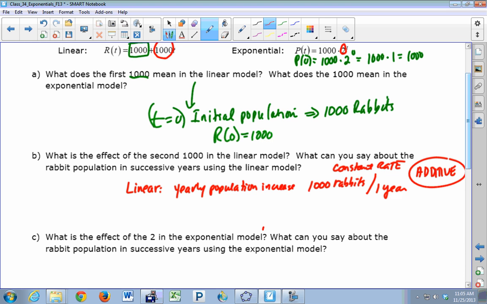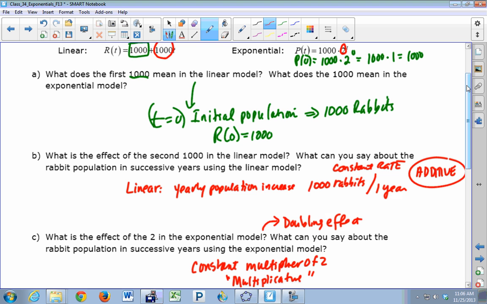So the effect of 2 in the exponential model is a doubling effect. And so what happens in successive years as t increments by 1, our rabbit population doubles. Okay, so here we have a constant also, just like we do in the linear model, but it's not an additive effect, it's a multiplicative. It's a constant multiplier, if you want to think of it, of 2. Okay, you double. It's a multiplicative effect versus an additive effect. Constant factor or multiplier of 2.